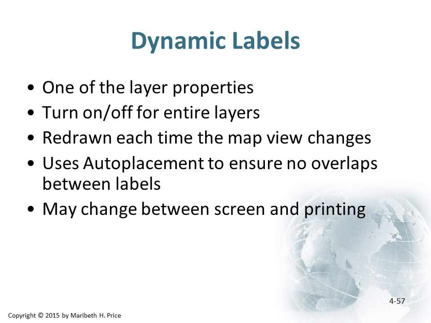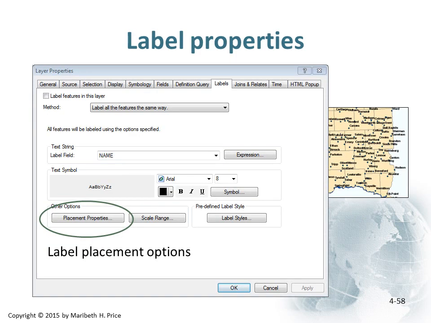You can use auto placement to ensure that things don't overlap, and you may change between screens and printing. Basically it follows a set of rules that you give it in terms of where to place labels, and it just automatically updates every time you move. You can go in and determine where these things are.